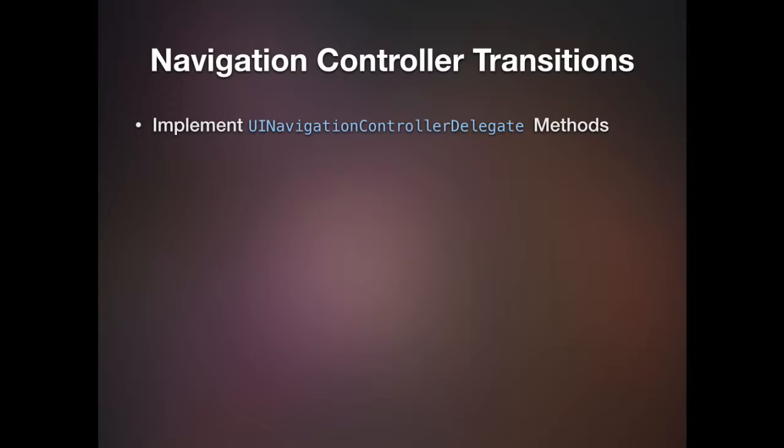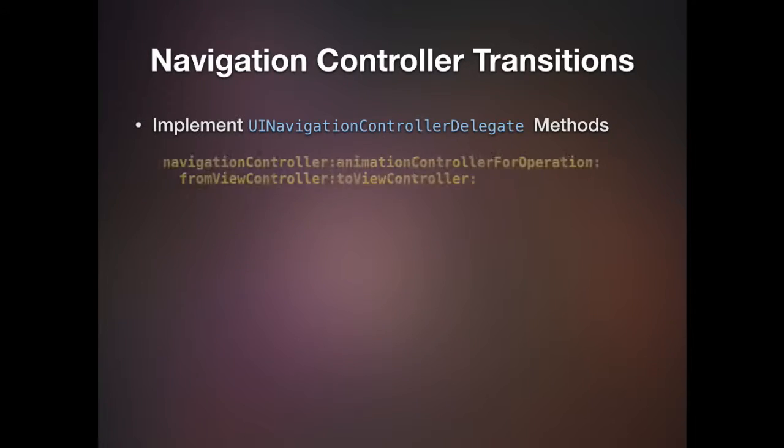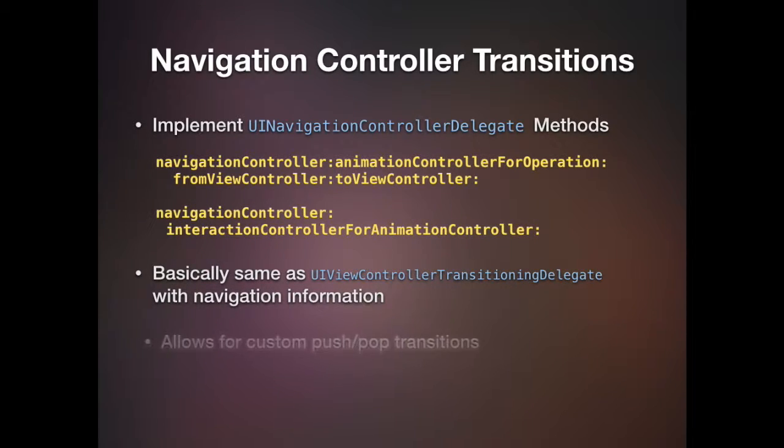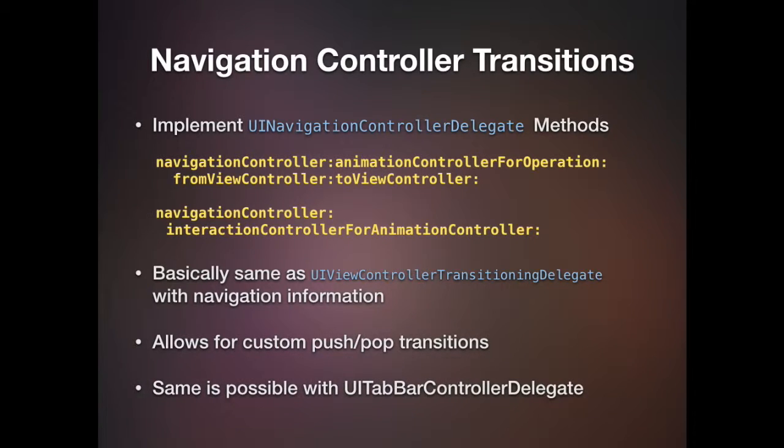So when working with a navigation controller, we just have to implement the navigation controller delegate. It has a couple methods for returning animation controllers, which look like this. So very much the same. What's important here is when you get this first method, navigation controller, animation controller for operation, that operation is either going to be a push or a pop. And so you can do a switch case off of that to determine which direction you're actually heading in your animation. You can also do this with the UI tab bar controller.